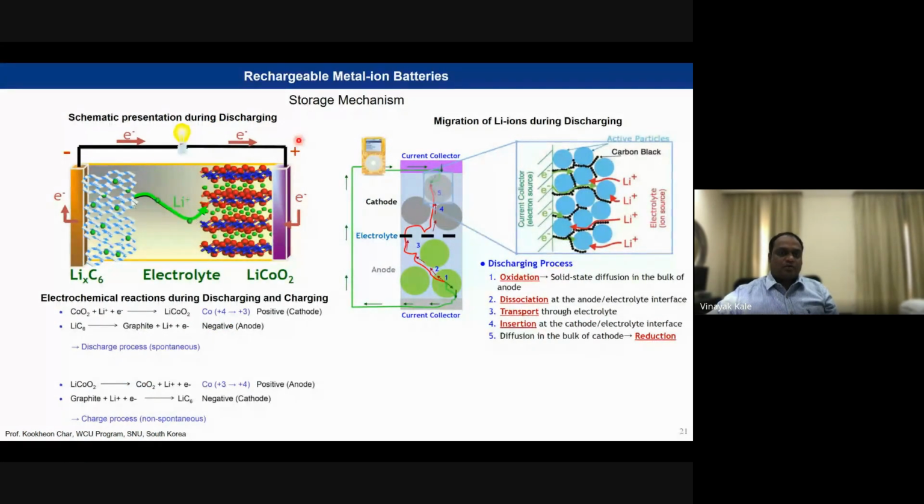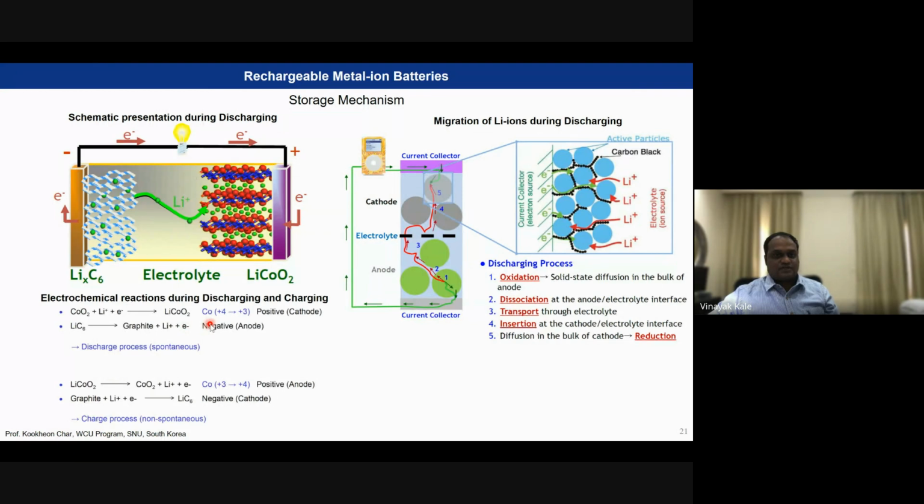So I would like to quickly go to the storage mechanism of the lithium-ion battery. As I explained, there are two components, anode and cathode. The simplest lithium-ion battery demonstration is with graphite as an anode and lithium cobalt oxide as a cathode. One can see the charging or the discharging mechanism. During discharging, the lithium ion migrates from the anode to the cathode and intercalates in this lithium cobalt oxide. So the mechanism can be written like this: cobalt oxide plus lithium plus electron gives lithium cobalt oxide.